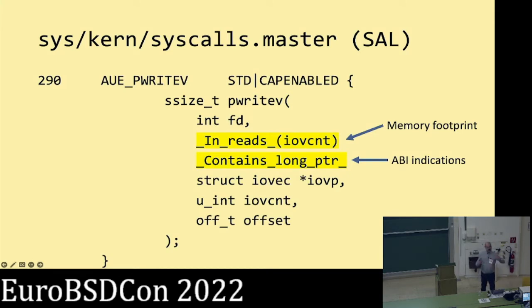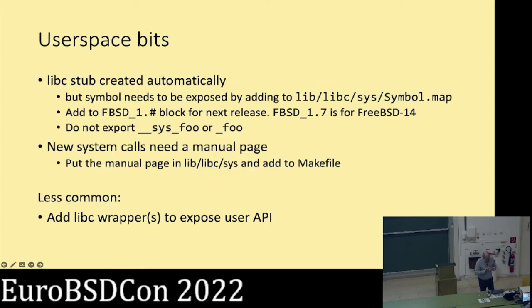They are not strictly required. So if you're writing system calls for your own platform, local extensions, whatnot, you don't have to do this stuff. But we do require those at FreeBSD, and they're very useful. So let's talk about the user space bits. I said we were done with user space, but we weren't quite. There's a little bit in the system call adding part.